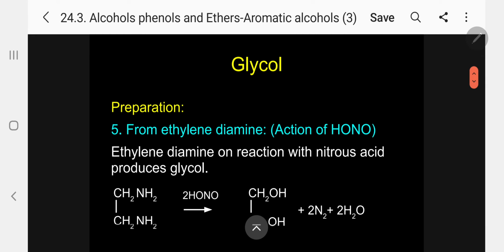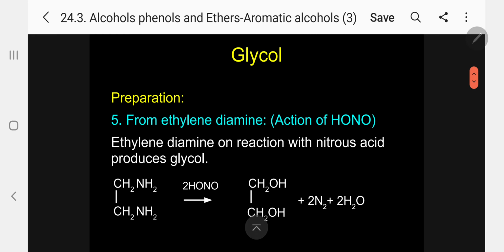Coming to the next one, from ethylene diamine we can prepare glycol again. This is the action of nitrous acid. All these methods we have already seen under the general methods of alcohols. The same method we are applying. In that case we used methylamine; here we are using ethylene diamine. The common name ethylene diamine on reaction with nitrous acid produces glycol.